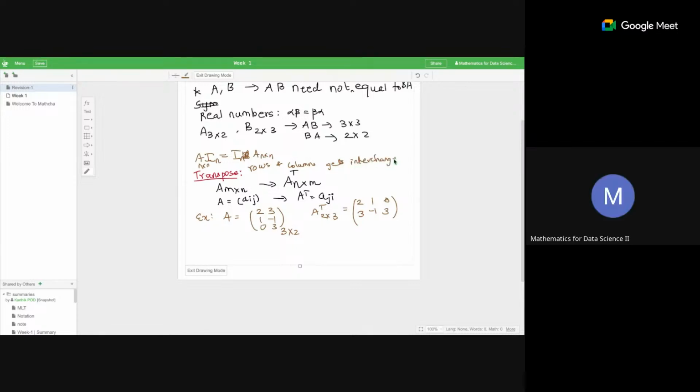Right? So here you see, what is Aij? Maybe let us talk about A12. What is A12?